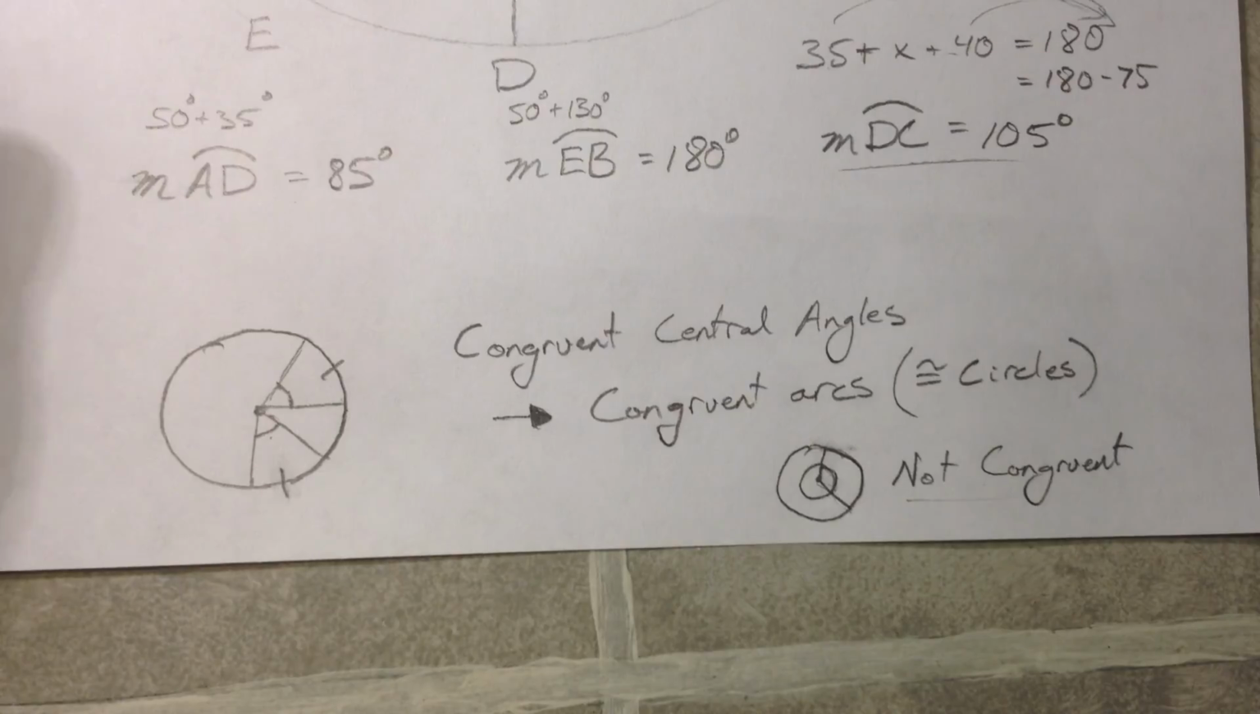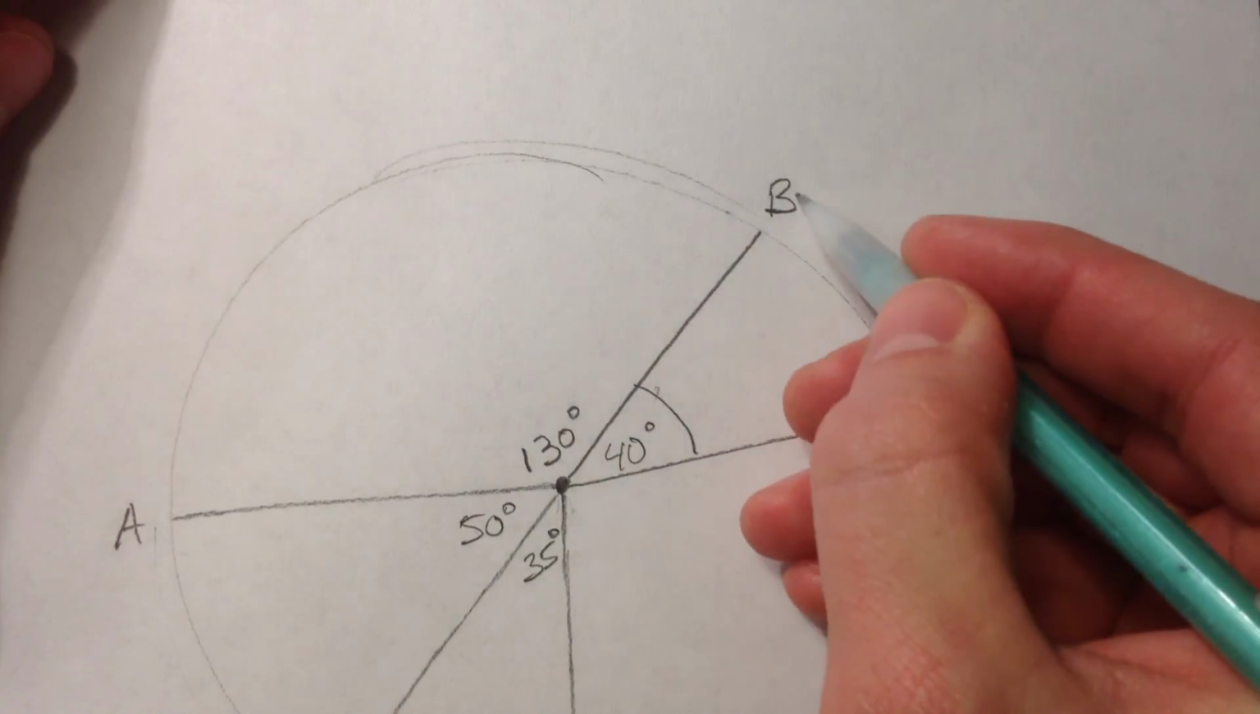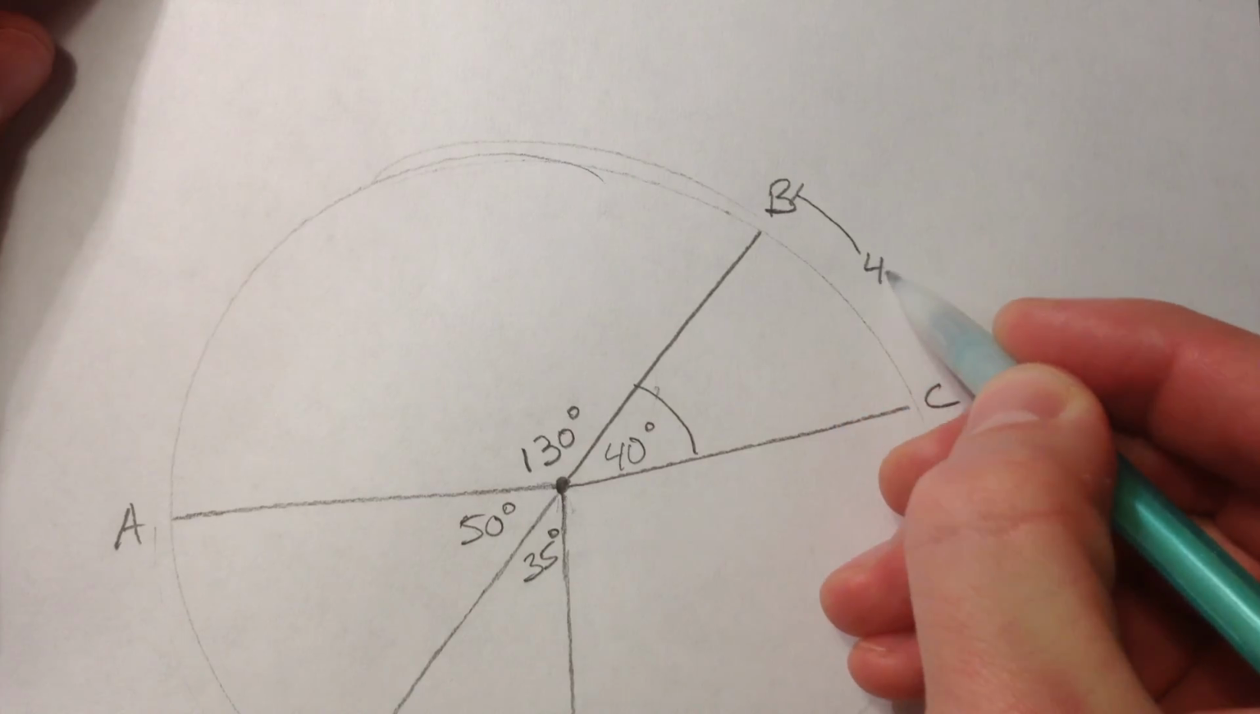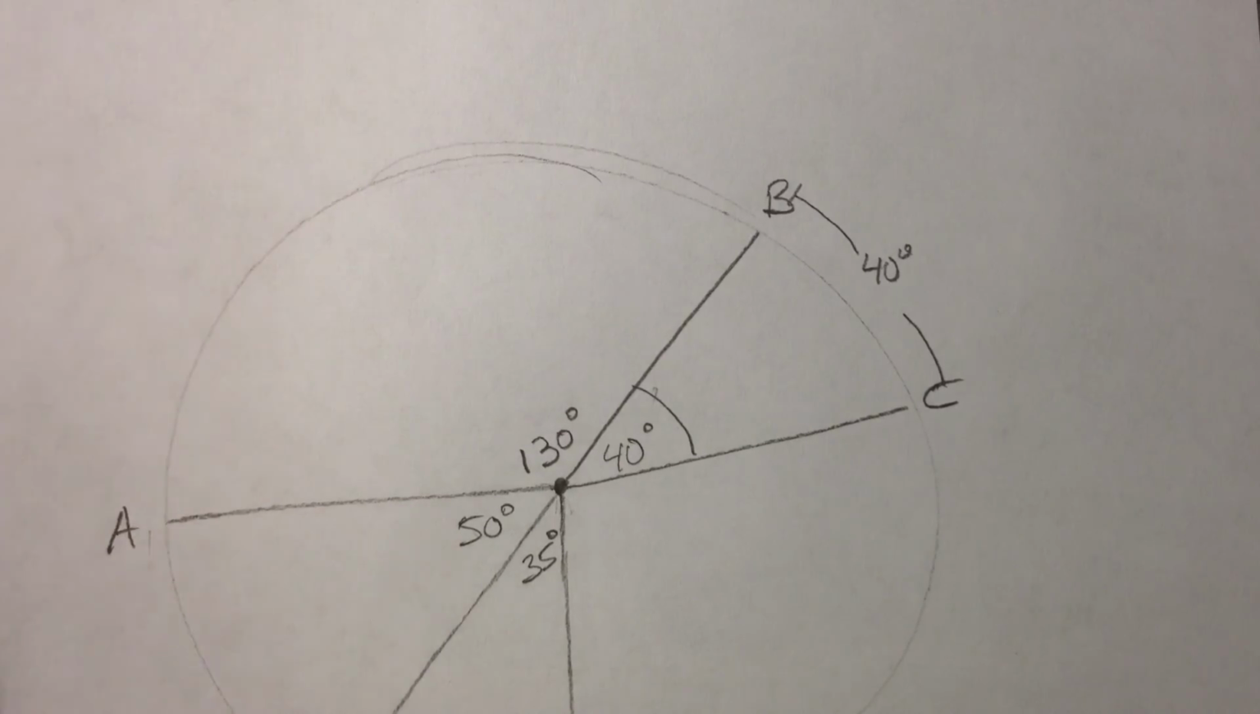So there you have it. Whatever the central angle is, the arc is equal to it. And that's the moral of today. Central angles, minor arcs, major arcs, semicircles halfway around.